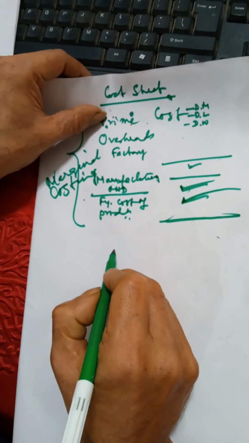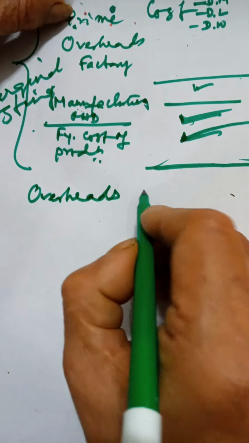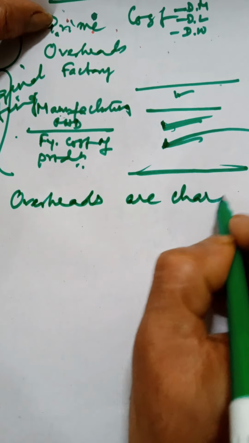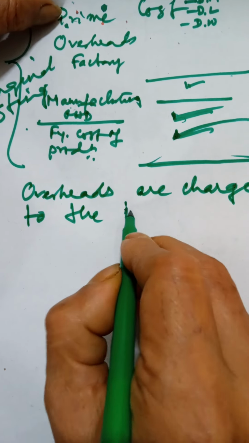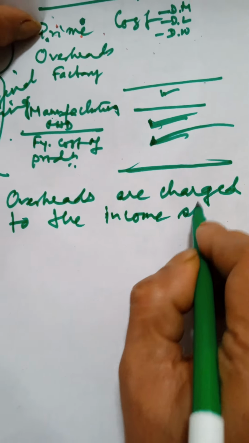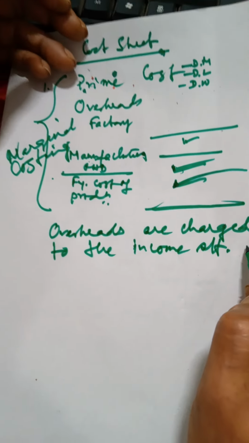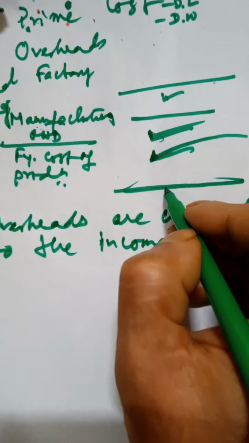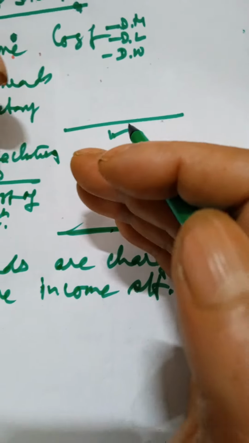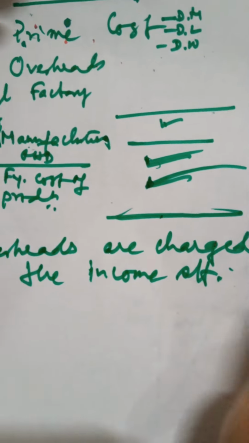And the rest of the expenses, that is all the overheads, are charged to the income statement. On the other hand, after this point, overhead expenses are apportioned to the units according to some suitable basis. I will come to that in some other video.